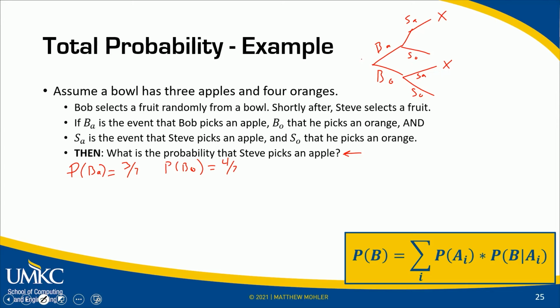So we need to know the probability that Bob picked an apple and the probability that Bob picked an orange. And as you might recall, these are conditional probabilities. So we need to know the probability that Steve picked an apple given that Bob picked an orange, and the probability that Steve picked an apple given that Bob picked an apple. So if we go ahead and calculate those, we'll find that the probability that Steve picks an apple given that Bob picked an apple is equal to 1 out of 3.